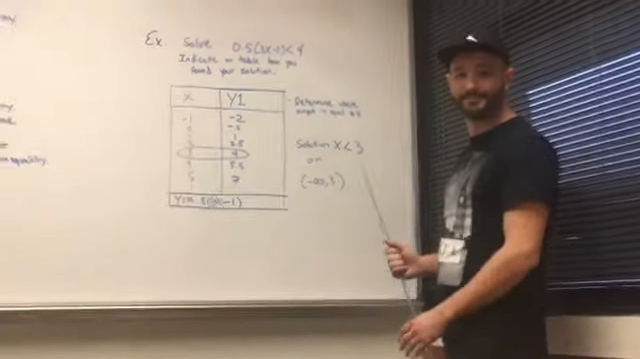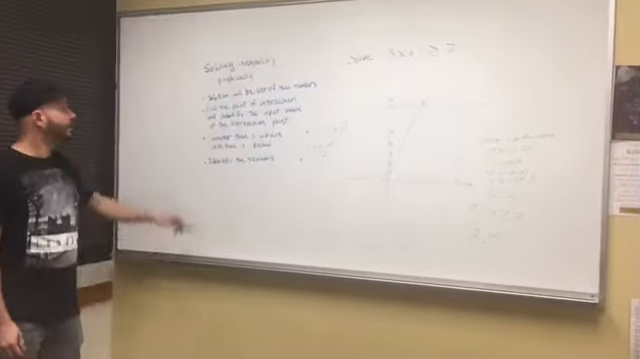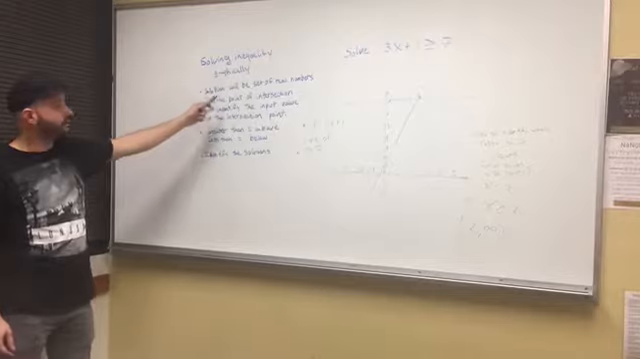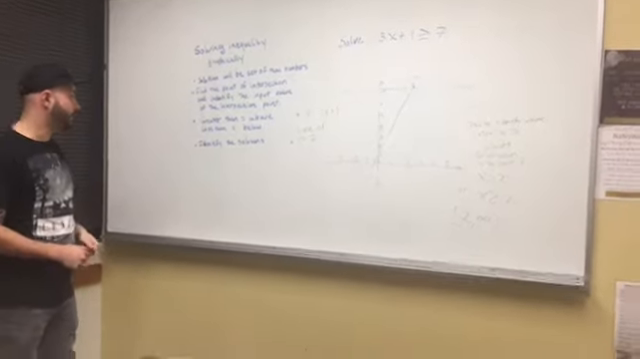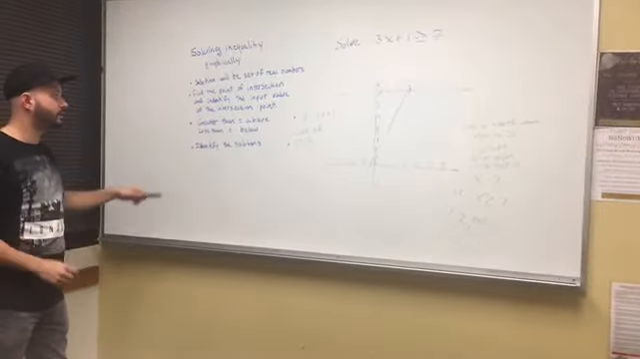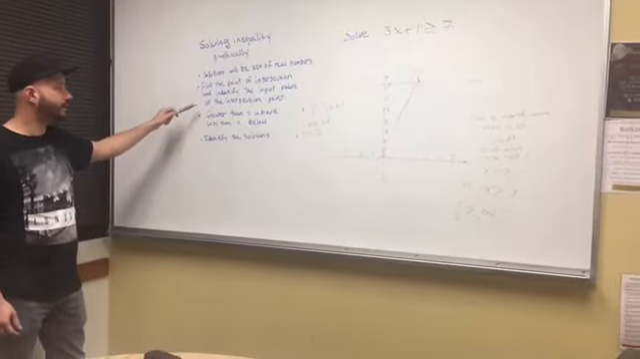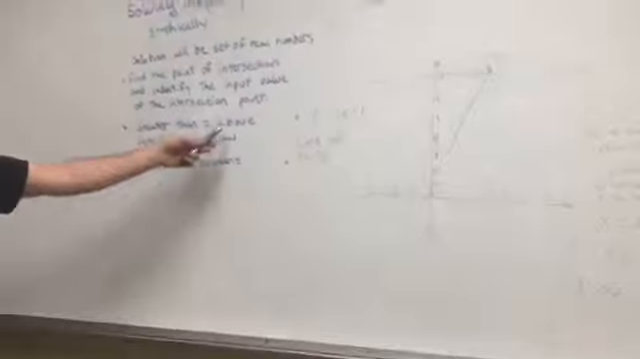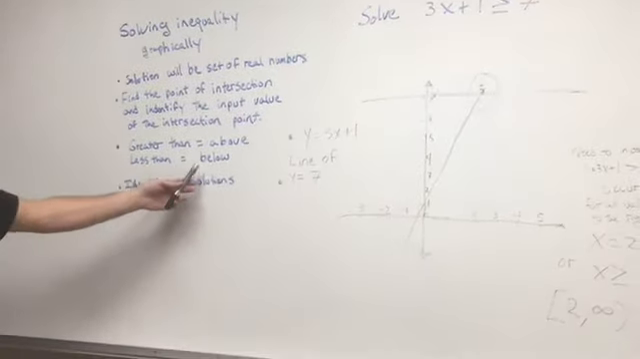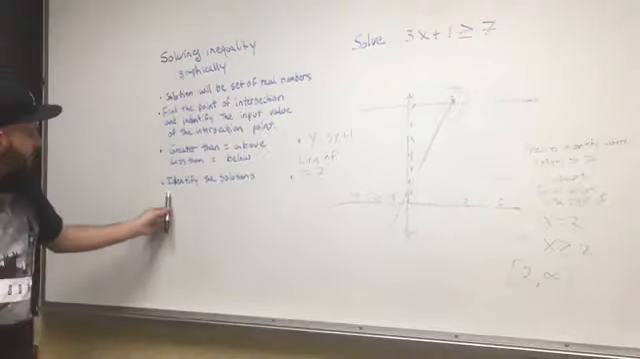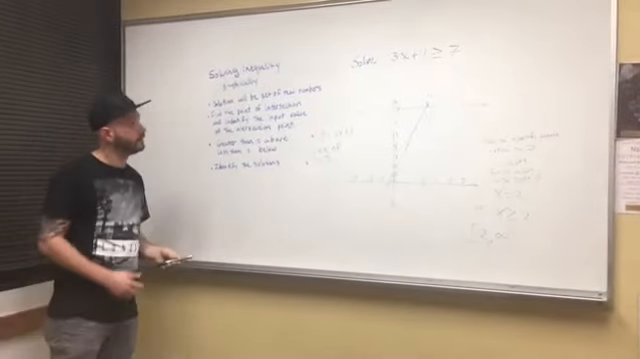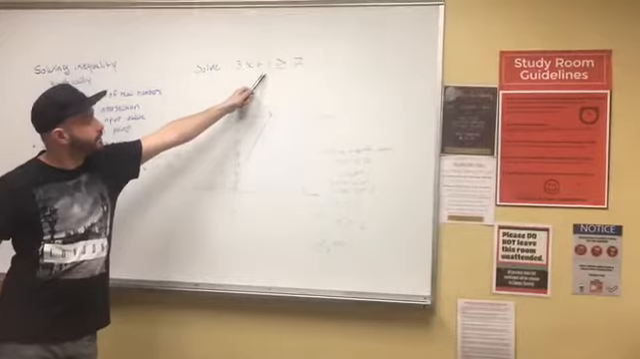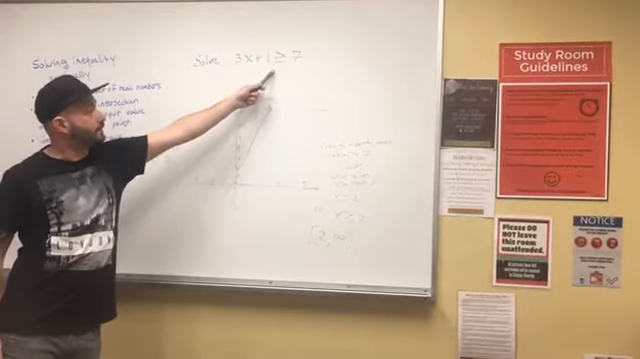Next, we're going to solve inequalities graphically. The solution is going to be a set of real numbers like before. We're going to find the point of intersection and identify the input value of the intersection point. Where it's greater than, it's going to be above. Where it's less than, below. Next, we're going to identify the solutions. In this example, we're going to solve 3x plus 1 is greater than or equal to 7.